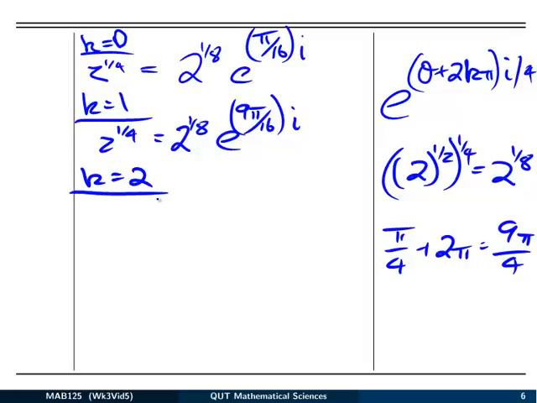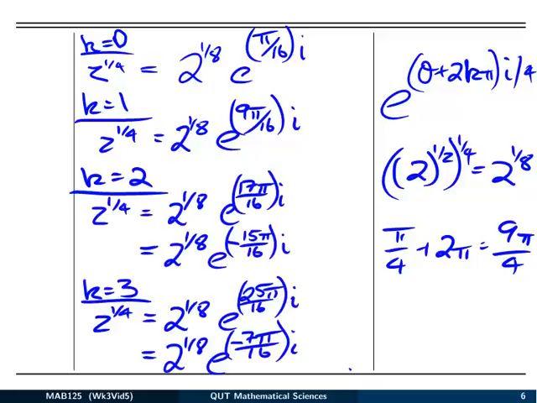Now k equals 2. Why don't you pause the video for a sec, have a go at k equals 2 and k equals 3, and I'll stop for a couple of seconds and I'll fill those in and come back in a moment. Okay, so there we have our k equals 2 and k equals 3 values.